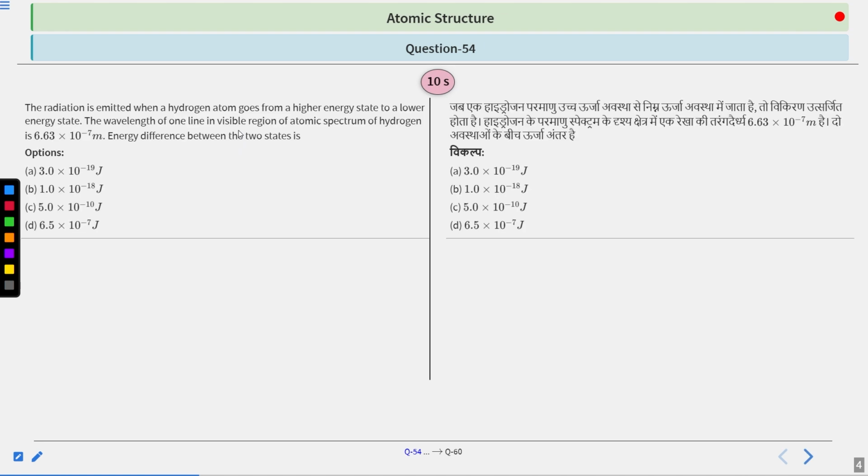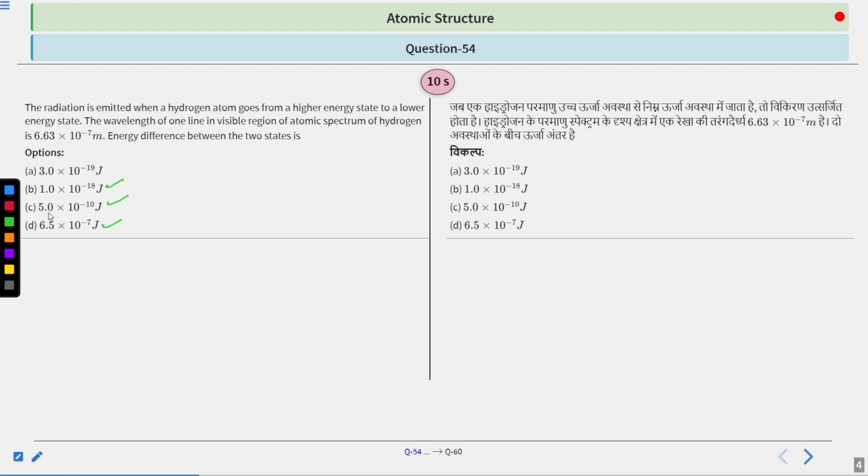Question number 54 says that radiation is emitted when a hydrogen atom goes from a higher energy state to a lower energy state. The wavelength of one line in the visible region of the atomic spectrum of hydrogen is 6.63 into 10 to the power minus 7. The energy difference between the two states is, so your options are A 3.0 into 10 to the power minus 19, option B 1.0 into 10 to the power minus 18 joule, option C 5.0 into 10 to the power minus 10 joule, and option D 6.5 into 10 to the power minus 7.